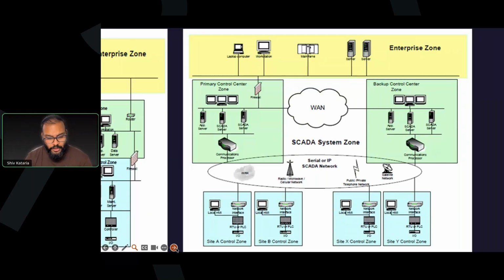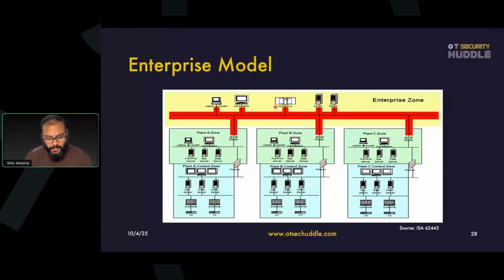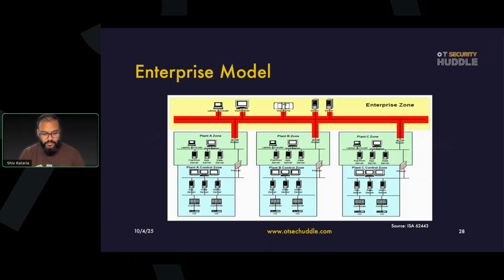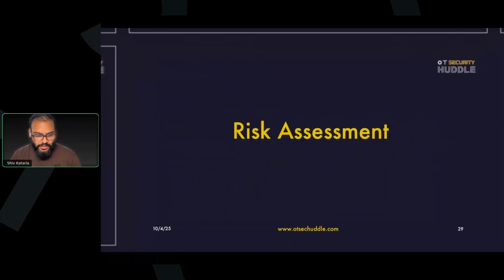This is an example of a conduit. The enterprise network is connecting through your plants A, B, and C, and then another conduit here is this part, which is your plant zone connecting to your control zone through a firewall. So these are basically the model that you need to build before you proceed with the risk assessment process.